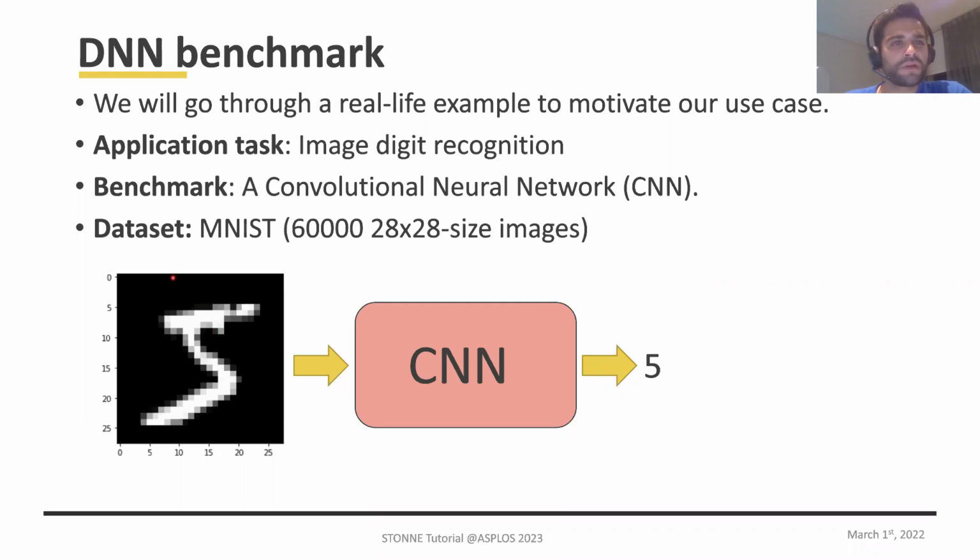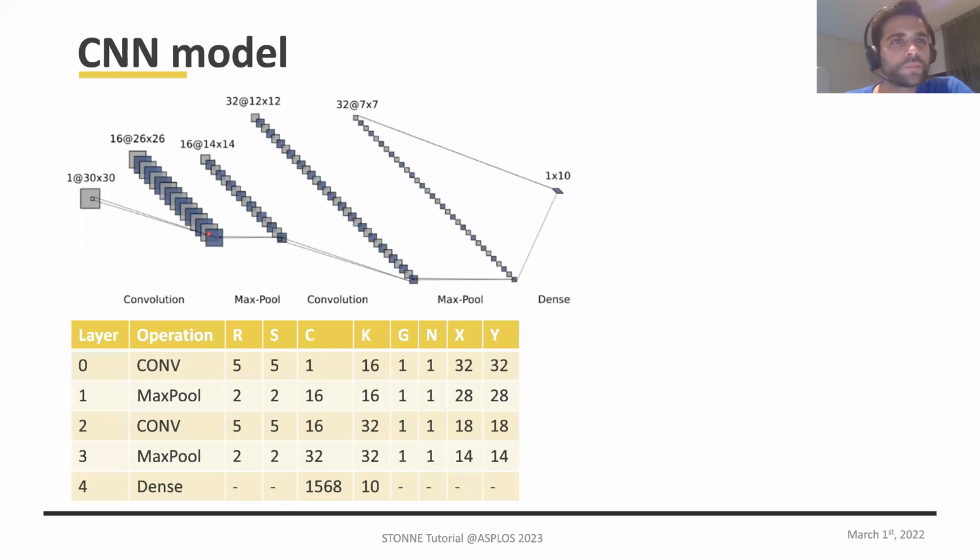The benchmark is a CNN, and the data set that we will be using is MNIST, which is a 60,000 image data set. The size of the image is 28 by 28, basically. And this is a very well-known data set. I don't know if anyone in the room is aware of it, but it's very, very famous in the community, right? So this is the CNN model that we will be using during this hands-on.